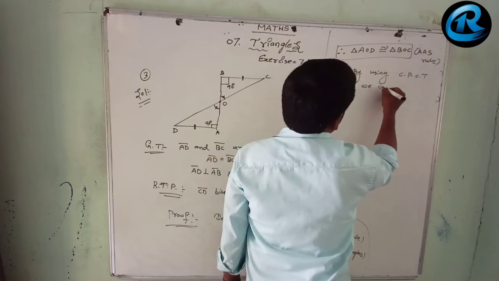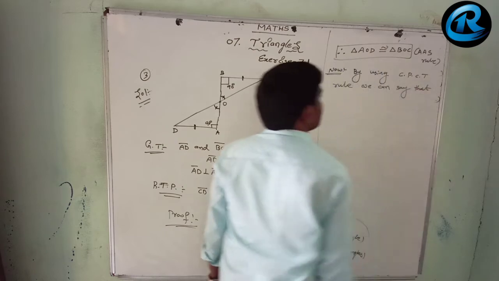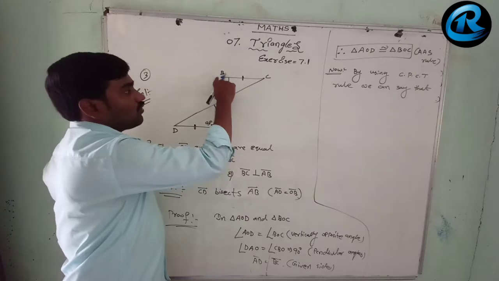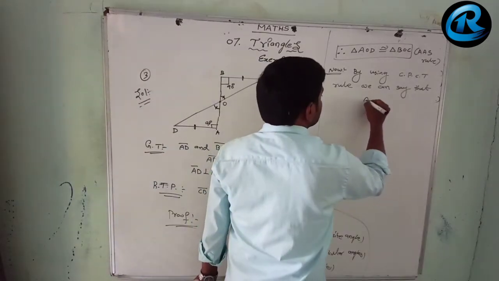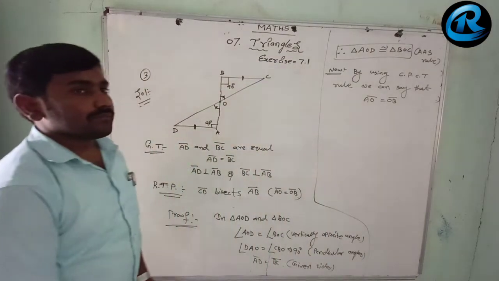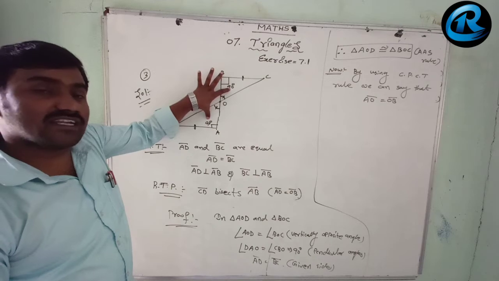We can say that here AB is equal to OB. AO is equal to OB. These two we can write. How? Because these two sides are parts of these two corresponding triangles.